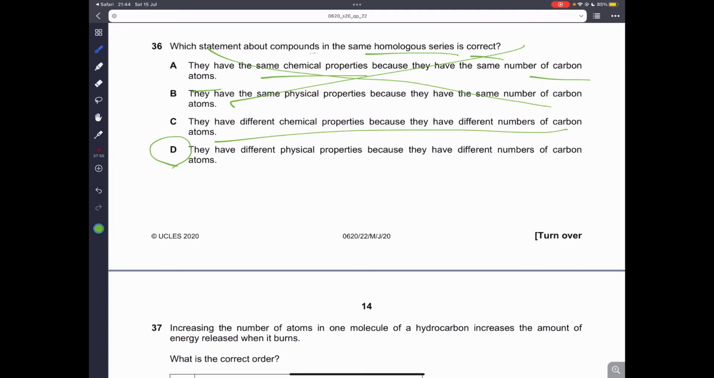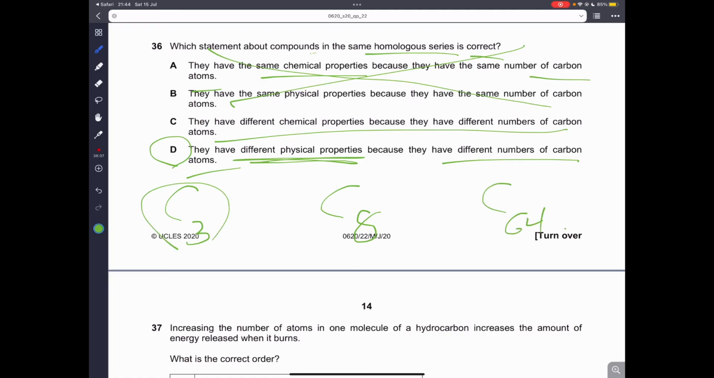This leaves us with D. They have different physical properties because they have different numbers of carbon atoms. This is correct. If the number of carbon atoms is very low, such as C3 versus C8 versus C64, we can see that C3 is a gas, C8 is a liquid and C64 is a solid. Because they have different states of matter, their physical properties will vary.